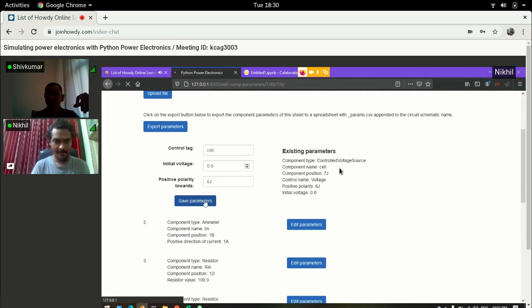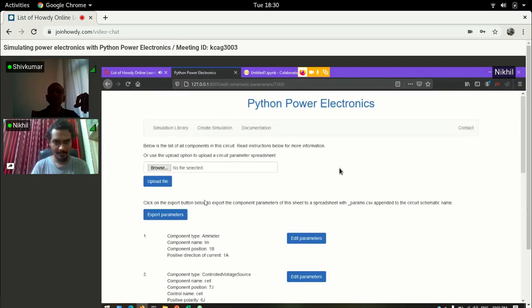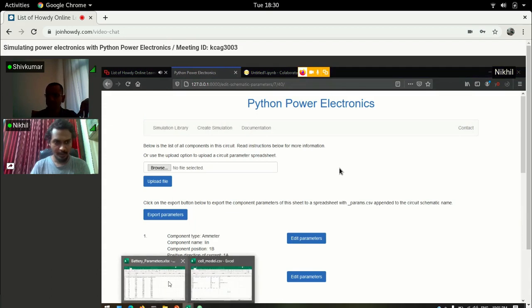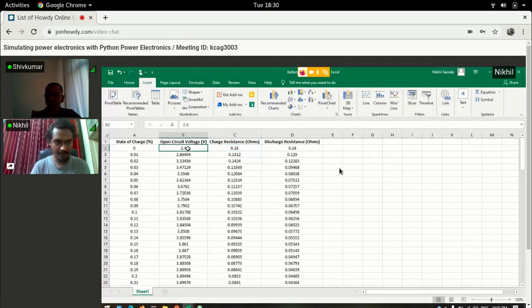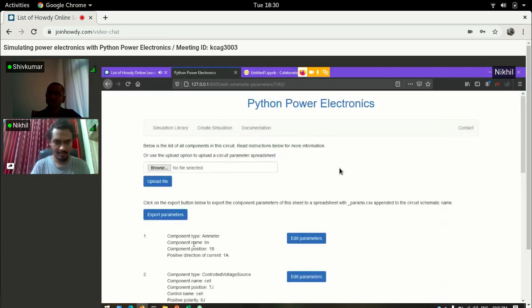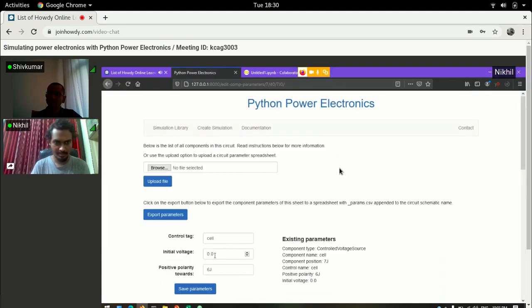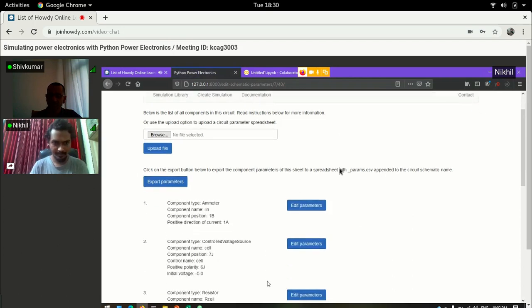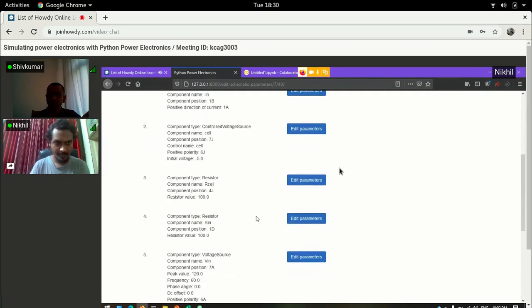Initial voltage, if you want, you can put something or you can remove. I don't know. According to the cell sheet, initial voltage means it starts from 2.4. It can't go below 2.4. Okay, so you can give it 2.4. No, you went to -5. You put the initial voltage is -5.